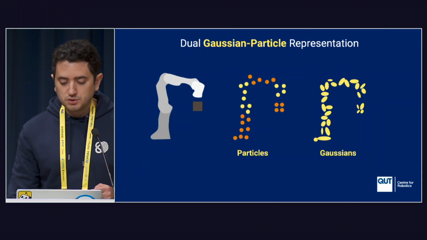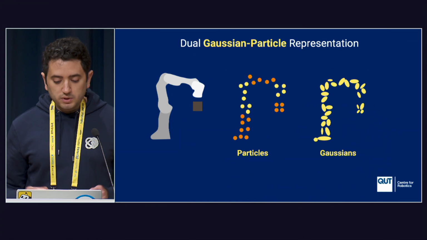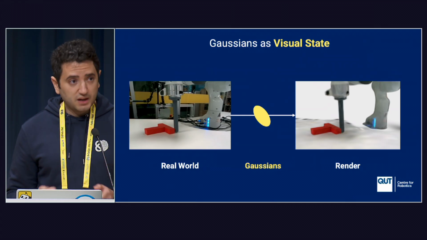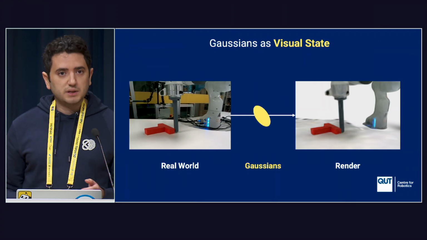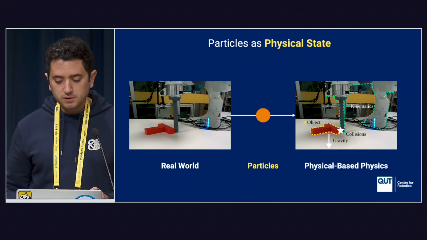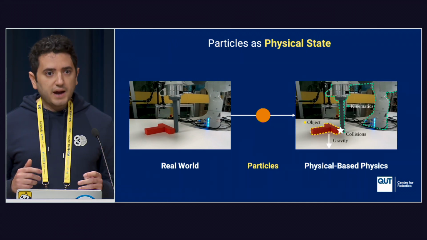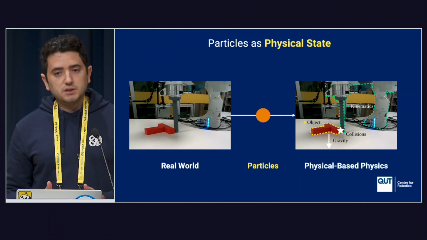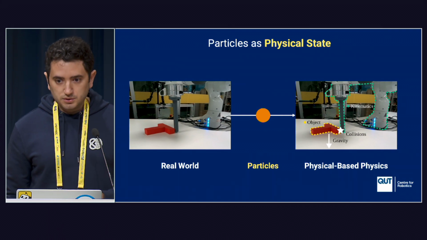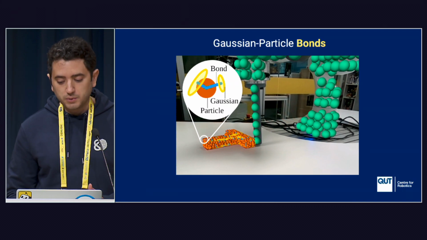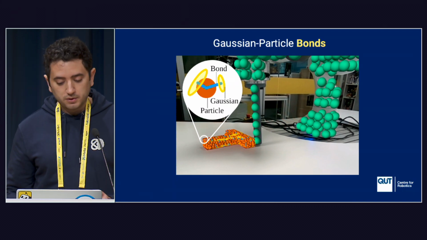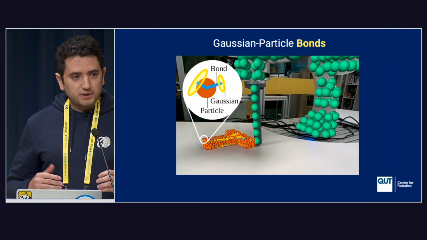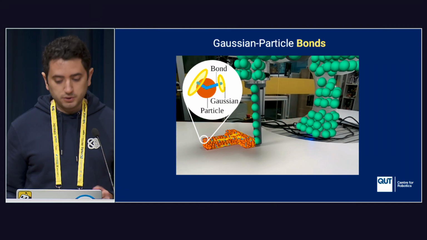What we propose then is a dual Gaussian particle representation, where the particles and the Gaussians work together to represent physical state. The Gaussians encode the visual aspect of the environment because they can be splatted, whereas the particles represent the physical aspect of the world. They are acted upon by a particle-based physics simulator, which enforces things like objectness, correct collision behavior, and kinematic relationships. The Gaussians are connected to the particles through something we call the Gaussian particle bonds, which are rigid transforms. As the particles move or are moved by the simulator, the Gaussians are transported along to maintain these bonds.